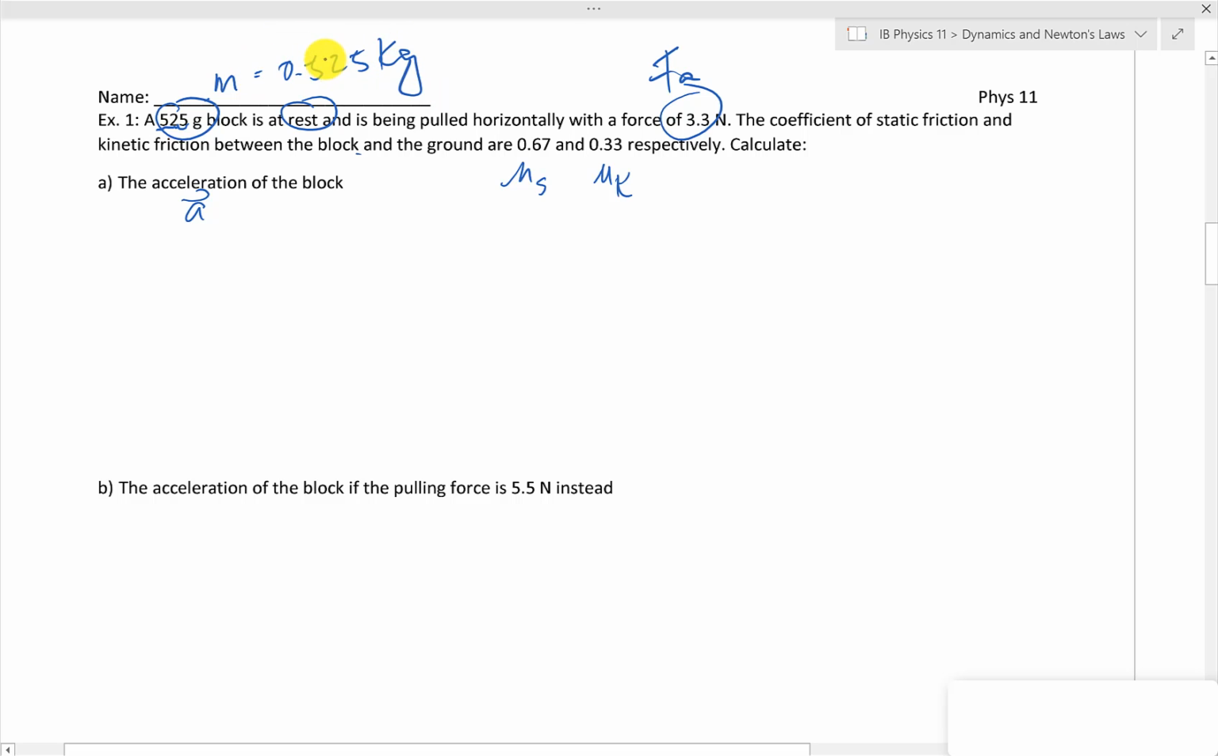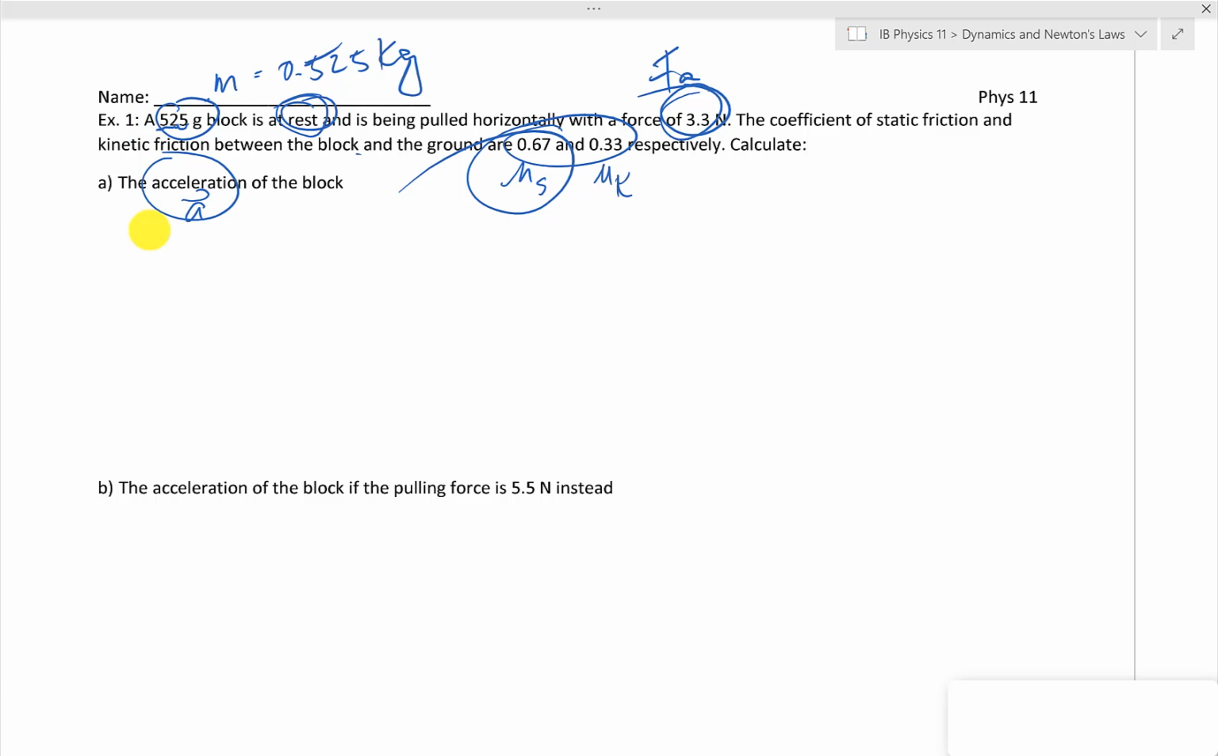0.525 kilograms. It's very suspicious that both the coefficient of static and the coefficient of kinetic friction are given in this question, and it's also suspicious that the block is originally at rest. So I think that we need to figure out whether or not this block is going to even move with this 3.3 newtons. So the first thing that we're going to check for is the maximum amount of force we need to get the block to bypass the static friction to get this block to move in the first place, to be able to accelerate at all, right?